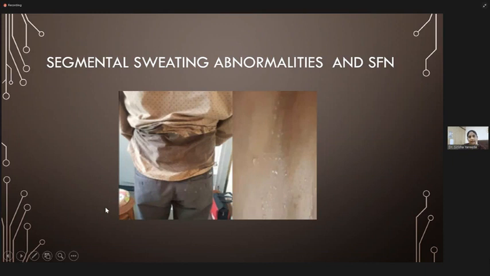Conductions were normal. And when we worked up for the cause, anti-Ro and anti-La antibodies were positive, and he was diagnosed as Sjogren's, and he responded very well to IVIG followed by maintenance therapy. So this is a patient with Sjogren's.